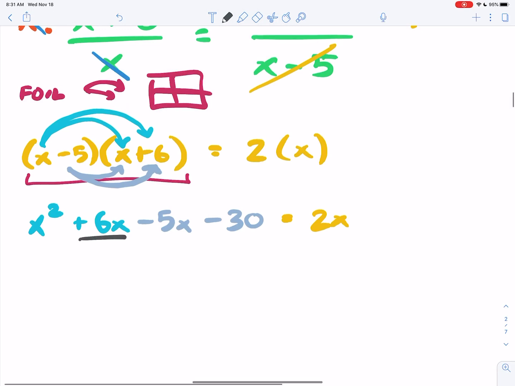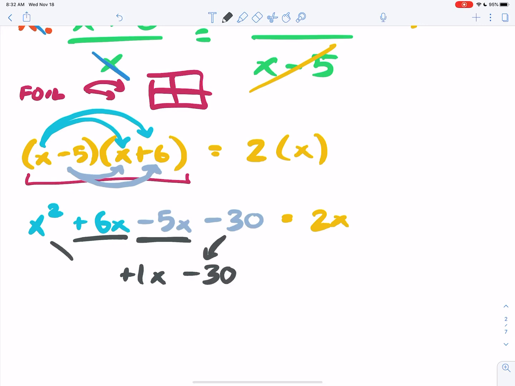Okay, so here we go. I noticed that I can combine these two because they have the same variable in the same degree. So that's going to be plus 6 minus 5. Different signs, we subtract. We keep the sign of the larger number. That's just a positive 1x. You don't need to put the 1. I'm going to bring down the minus 30 and the x squared.